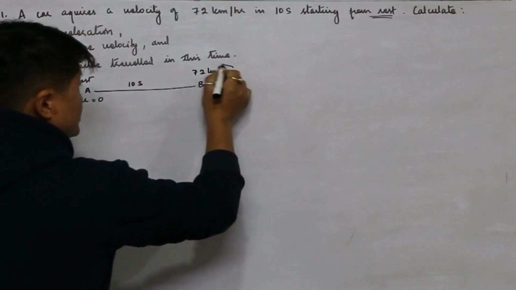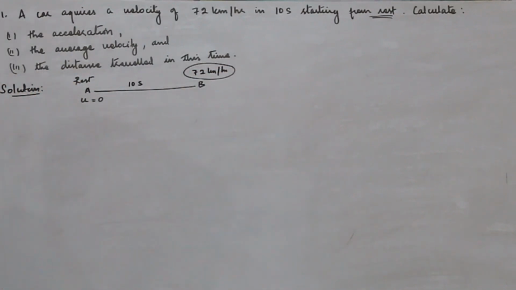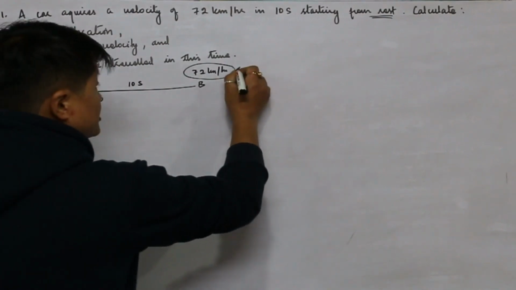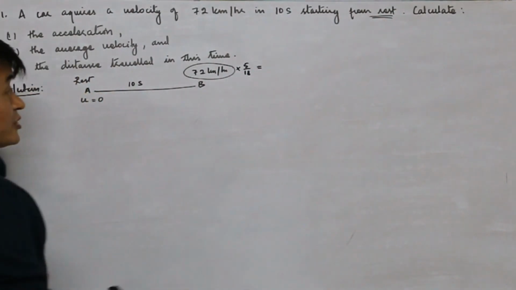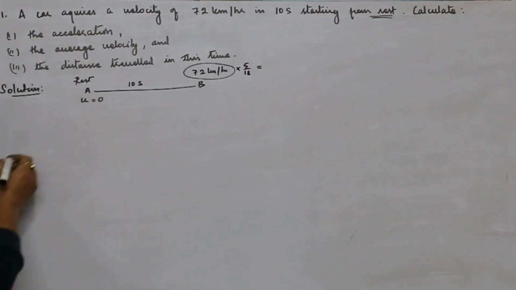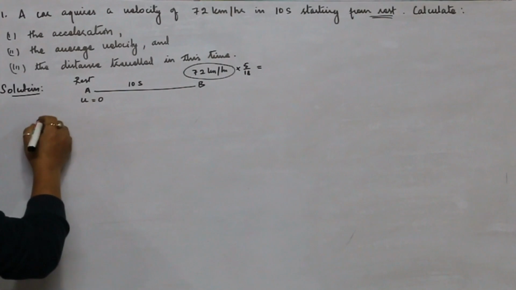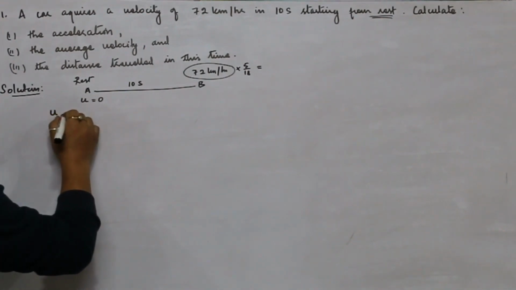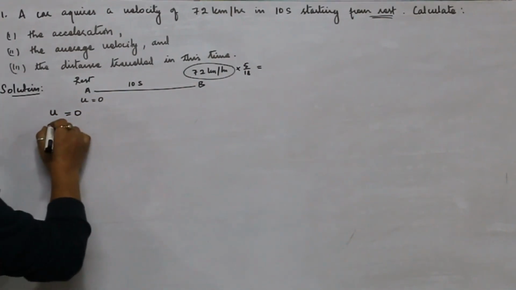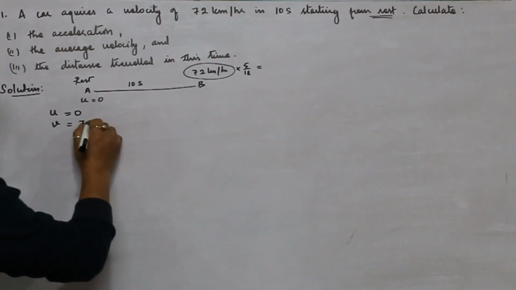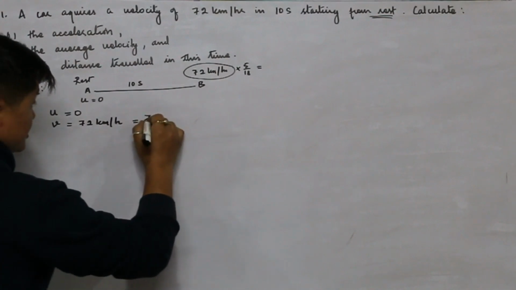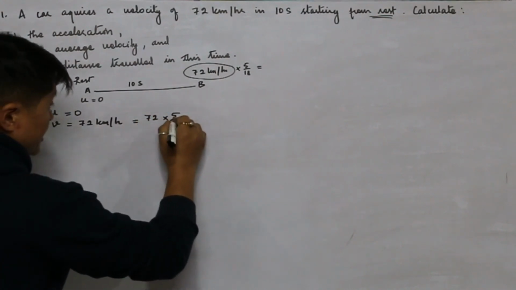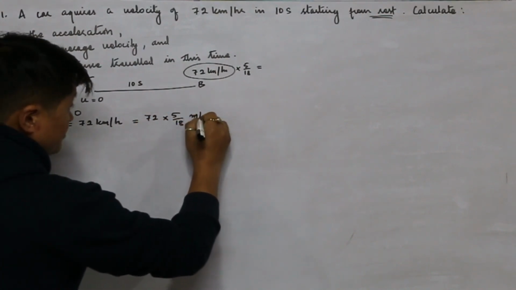This is given in kilometer per hour. Always we have to change this into SI units, meter per second. We just have to multiply this with 5 by 18 and we will get this in meter per second. In the solution, the initial velocity u is equal to 0, final velocity v is equal to 72 km per hour. This can be written as 72 into 5 by 18 meter per second.